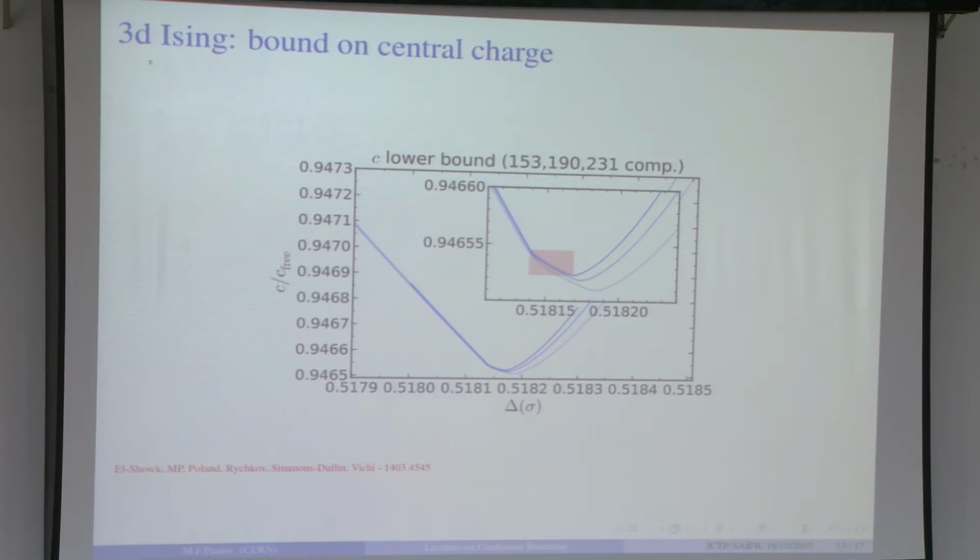So for the 3D Ising, this is what I was telling you before. If you, instead of doing this gap maximization problem, you do the minimization of the central charge, which is maximizing the OPE coefficient of the stress tensor, then you also see a kink. And the minimum of the kink is the 3D Ising model again.